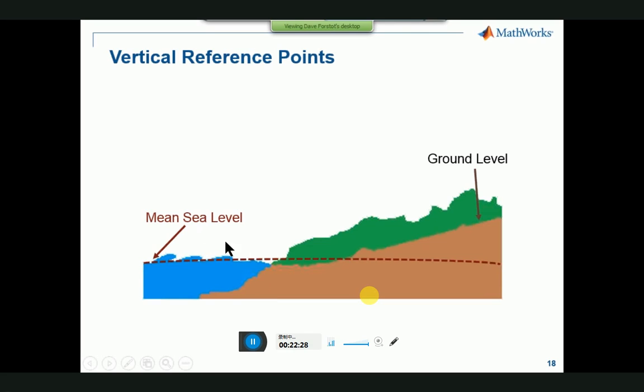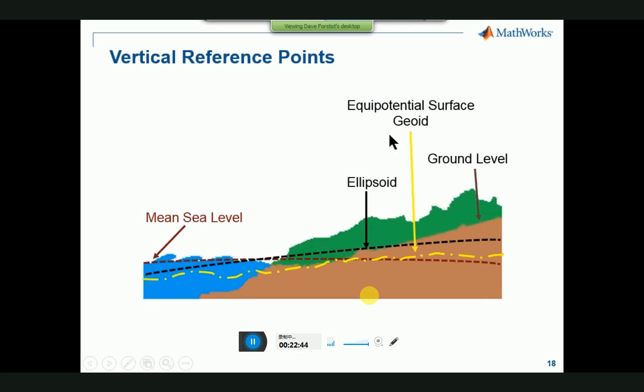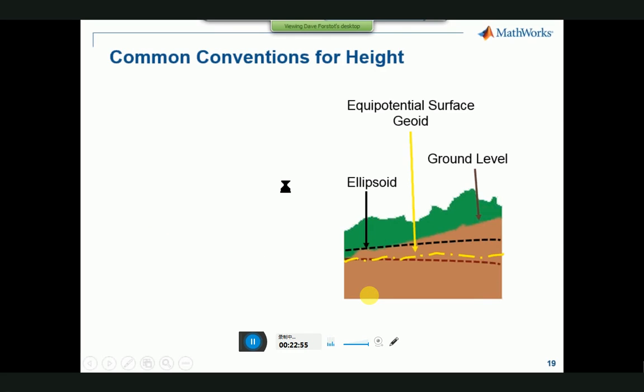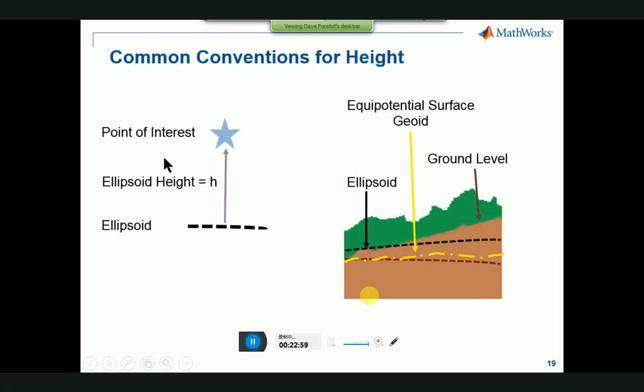So instead of sea level, we could also maybe use that ellipsoid definition. But that ellipsoid may not be really close to the ground at any position. It could have some significant deviations, but it's a good reference too. Or we could use that notion of a geoid I mentioned before, that equipotential surface. So there's a number of different options we have, and actually height's often expressed in many of them. So if you had some point of interest and you have the distance from the ellipsoid, that's called the ellipsoid height.